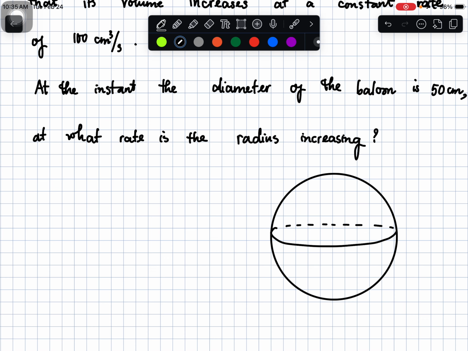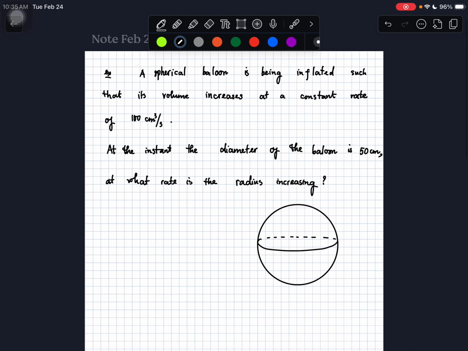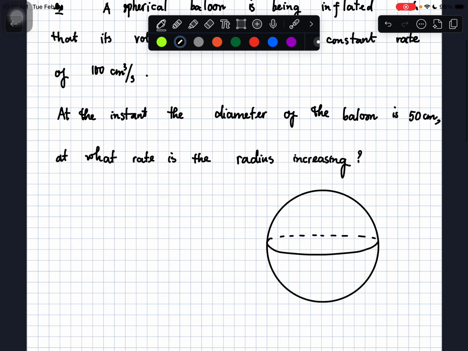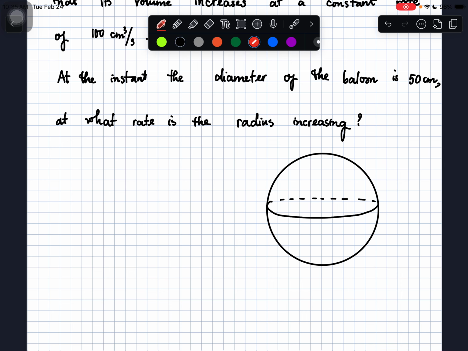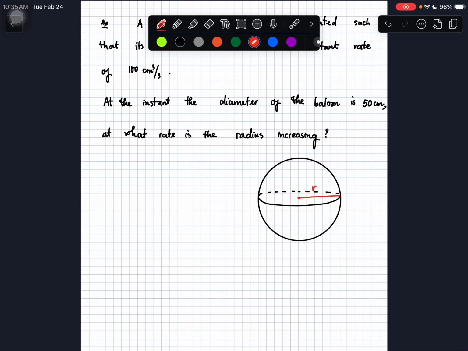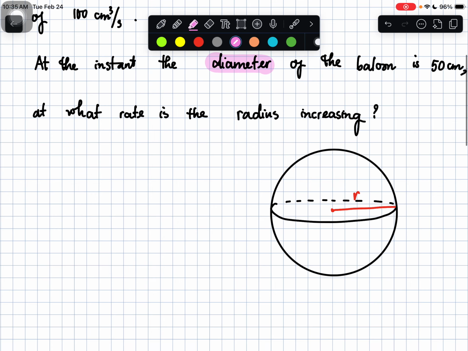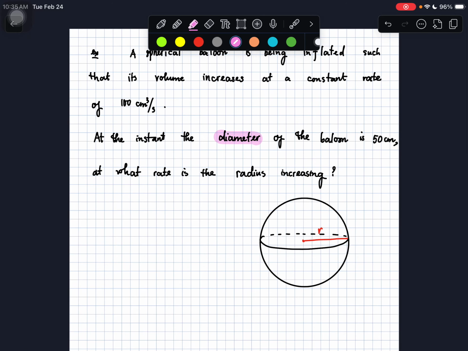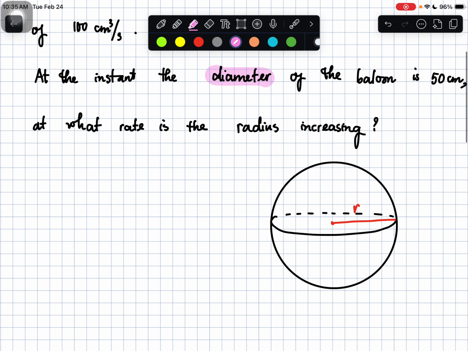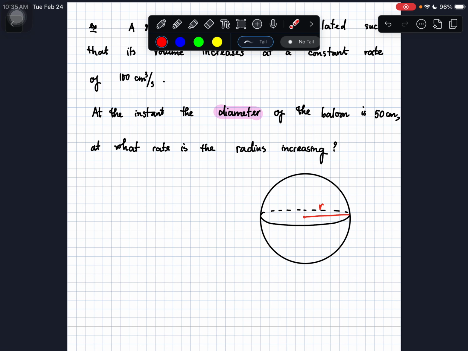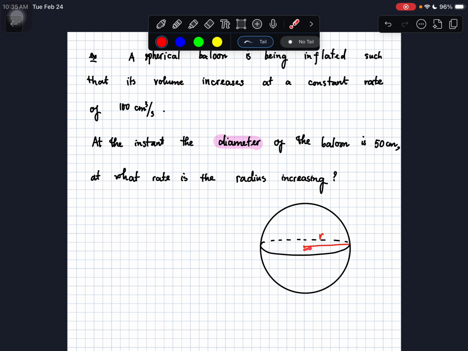This is the balloon. It is increasing in volume. It keeps increasing, so the radius keeps increasing. And in this case, it talks about the diameter, which is just 2 times the radius. So we have the formula to write down the volume. We can compute the volume in terms of the radius. The radius is increasing, the volume is increasing.